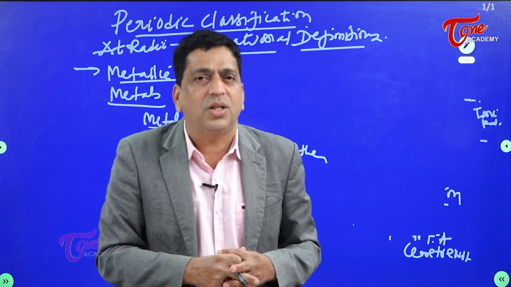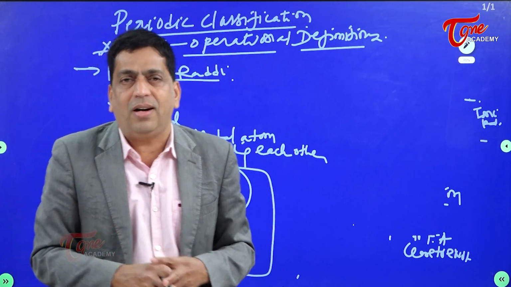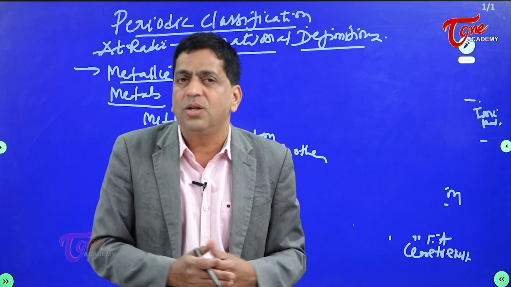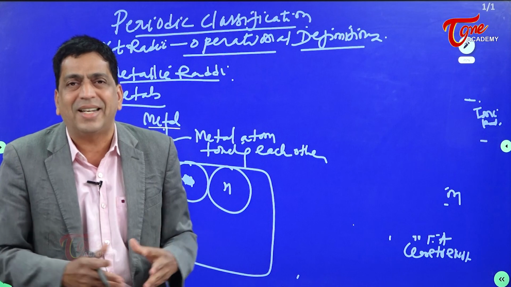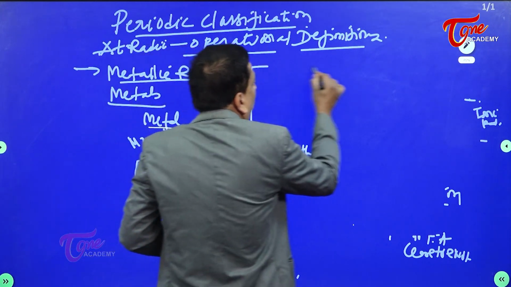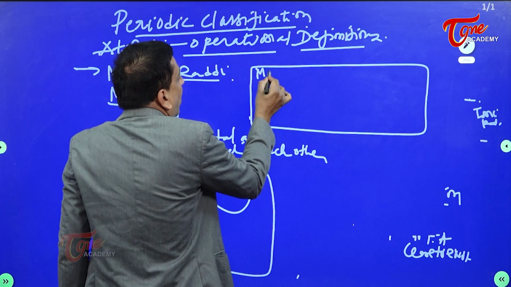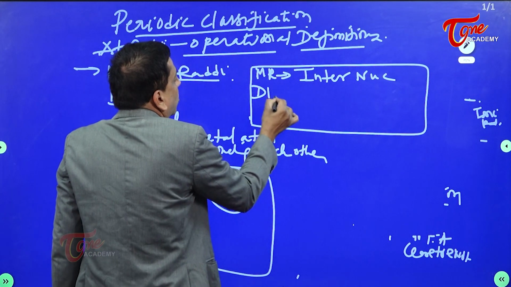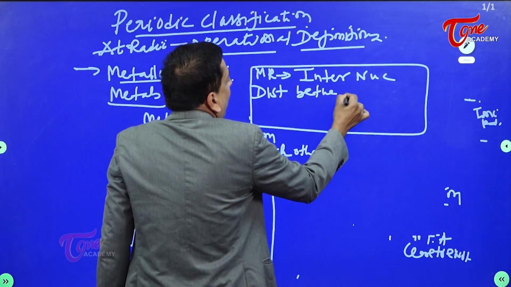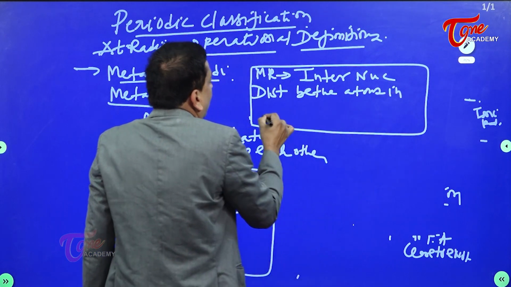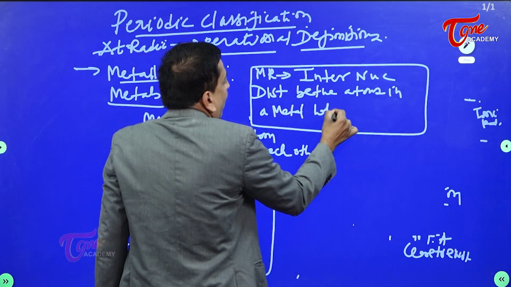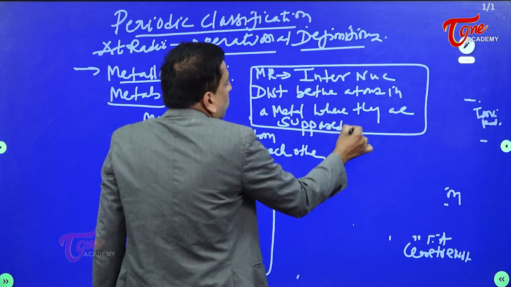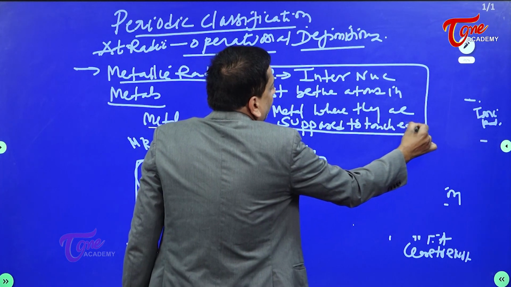So in none of the cases do they touch each other, it is the metal atoms, except in metallic radii, where you can actually see the metals are supposed to touch each other. When they are touching each other, then the internuclear distance between them, made half, is called metallic radii. So if I can define what is metallic radii, then I can simply say metallic radius is basically the internuclear distance between atoms in a metal where they are basically supposed to touch each other.